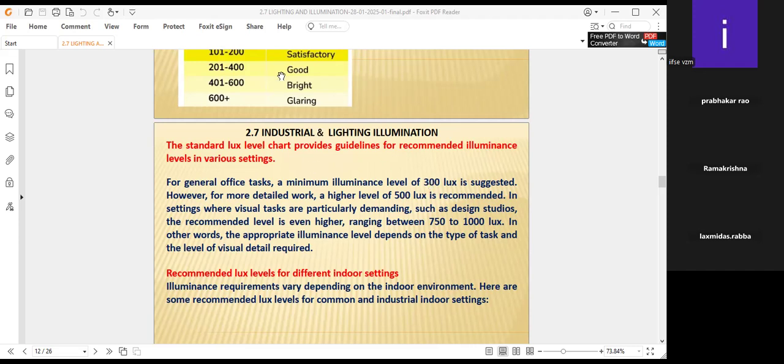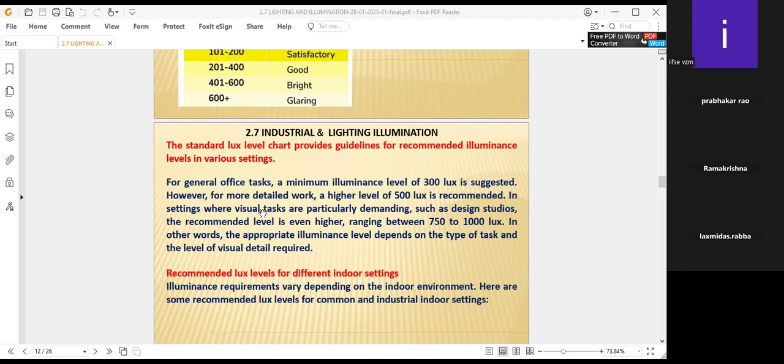That means good and bright: 300 comes in the good range, whereas 500 comes in the brightness range. Where glare has to be taken care of, it depends on the cine fields or picture fields, shooting levels or photo shoots, which are taken care of with 600 plus lux lights.